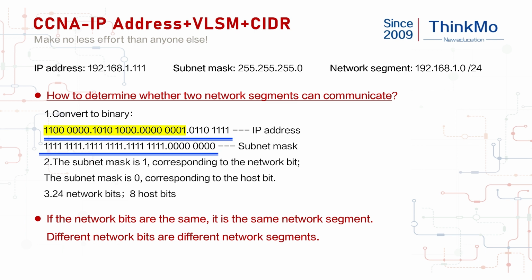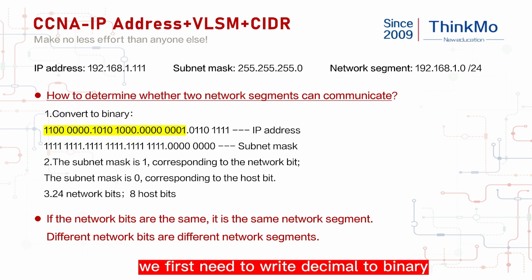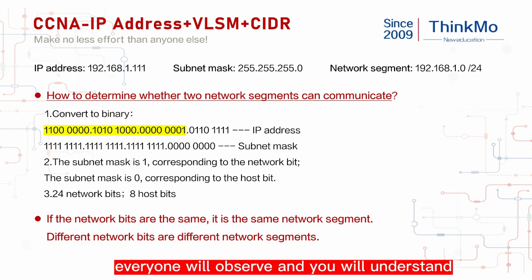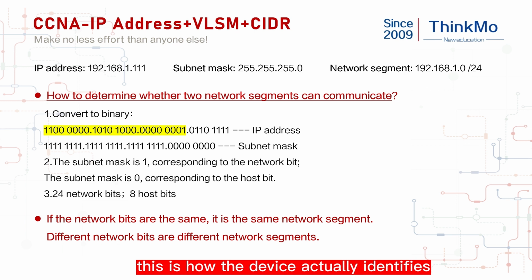Okay. 11111111.11111111.11111111.00000000. Now it is such a form. The above is called the IP address. This is called the subnet mask. We first need to write decimal to binary. Afterwards, everyone will observe and you will understand. This is how the device actually identifies.